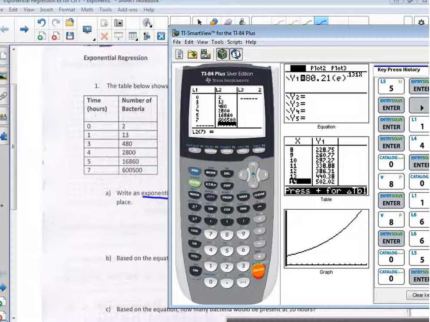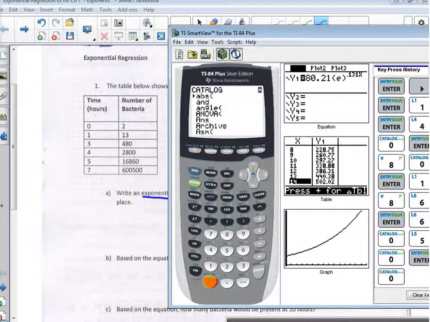Alright, now if they want us to figure out an exponential regression equation, we should make sure that some of you may or may not have the diagnostics on. Let's go through that. So we're going to go to second 0, which is the catalog. And when you get to the catalog, it's obviously in alphabetical order. We want diagnostics on. What that does is gives us an R value. We're not going to use it, but I just want us to have the same thing.